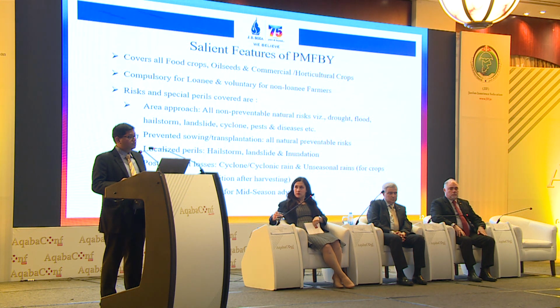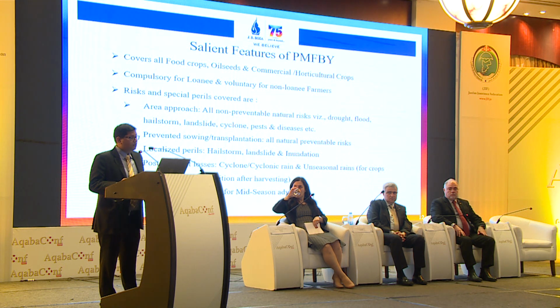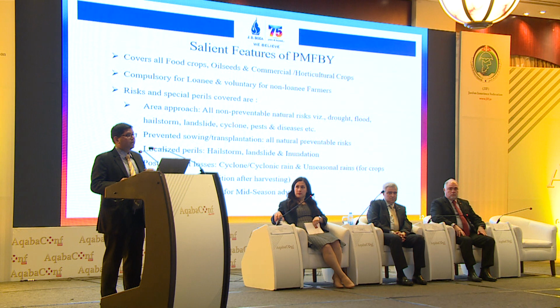Then another feature is on-account payment. On-account payment means that the farmer has actually sown the seeds or planted the crops in the field. Because of deficit rainfall or other causes, if the crop fails, there is some kind of on-account payment, that is, a mid-season payment to the farmers, so that they can grow the crop again.